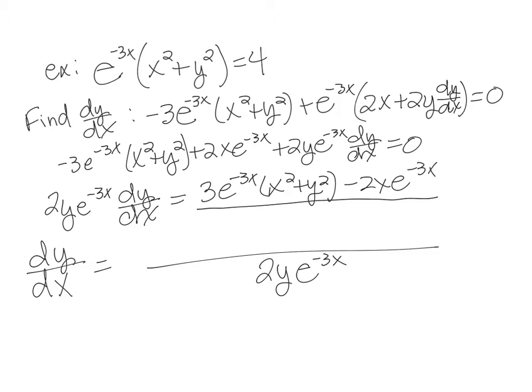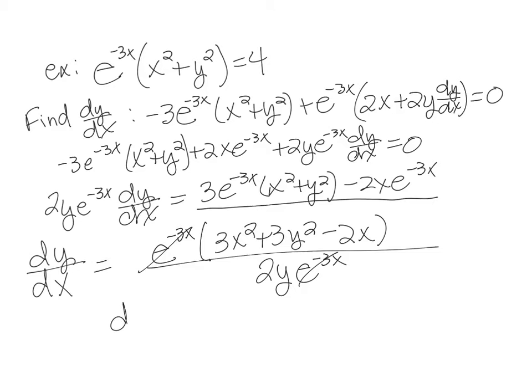Right? So on the top, I'm going to factor out e to the minus 3x. And now, right here, I've factored this out. So I'm going to take that 3 and distribute it. You'll see why in a second. So 3x squared plus 3y squared, and then minus 2x, bang, bang.